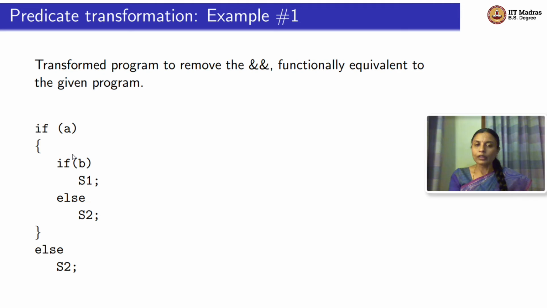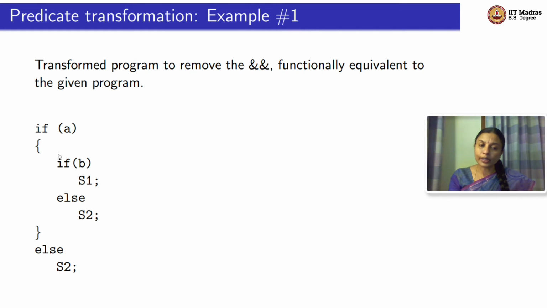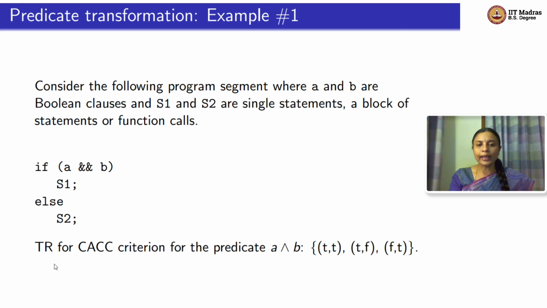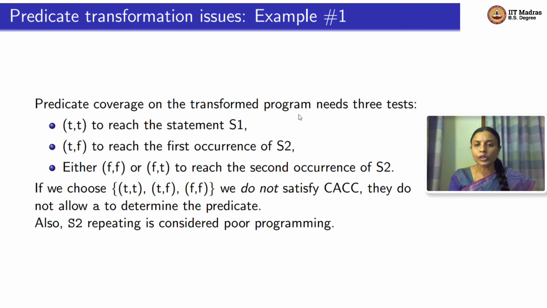All the predicates here, 2 of the predicates here, are all single clause predicates. So this was fine. So now let's try to do predicate coverage on this transformed program. I had written CACC criteria for the original program, which was this. I've transformed the original program into this. Now I'm doing predicate coverage on the transformed program.